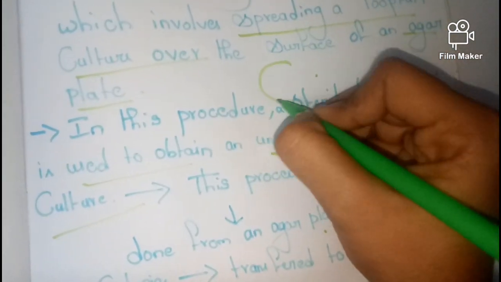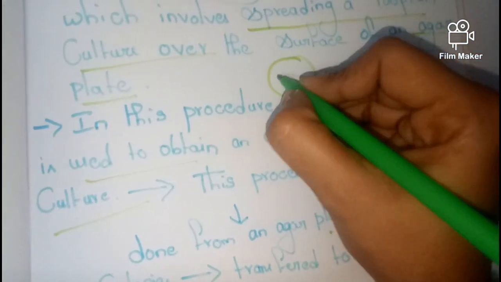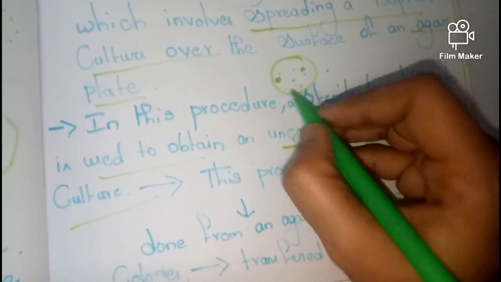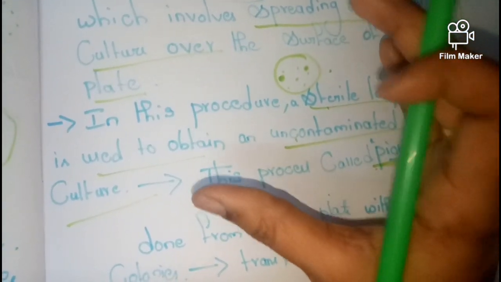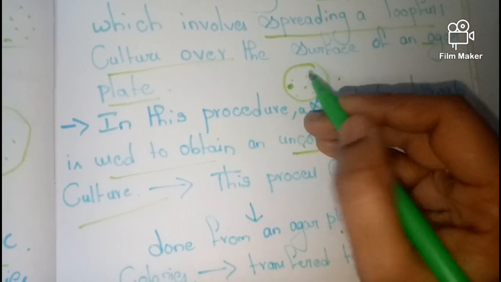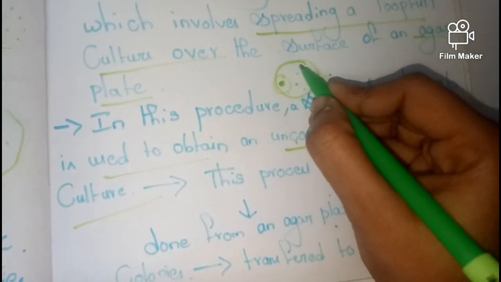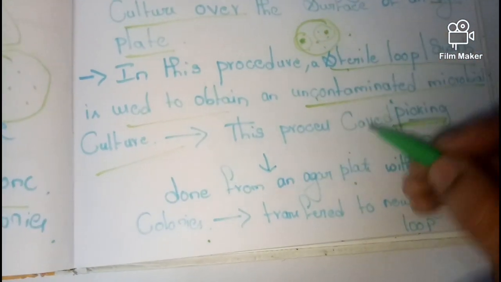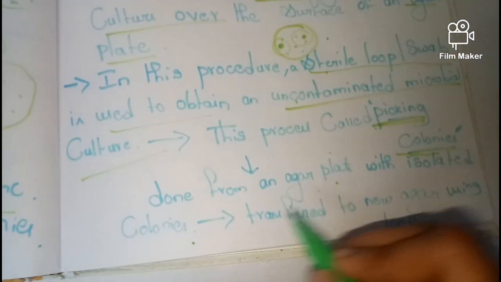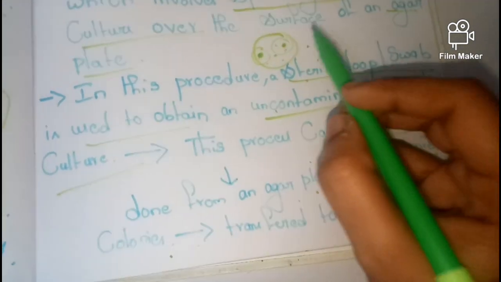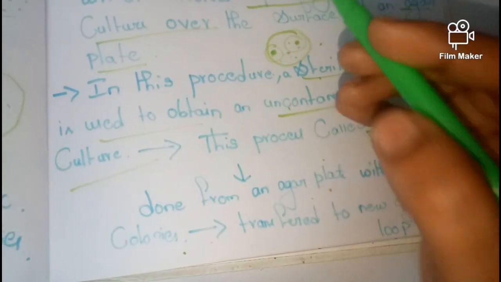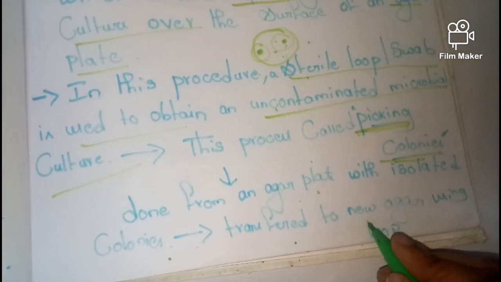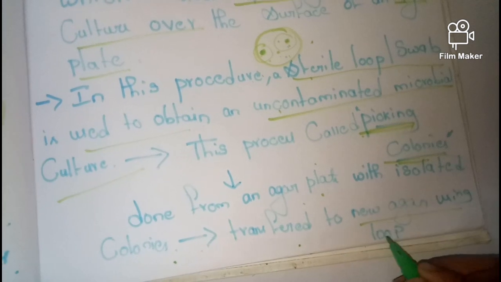Imagine that this is the agar plate, and these are the different colonies. The well visible colonies that we are going to isolate here are this one and this one. In the next step we are going to pick these two colonies from the agar plate. These are known as isolated colonies, and by picking them from the agar plate we transfer them into a new agar plate using the sterile loop.